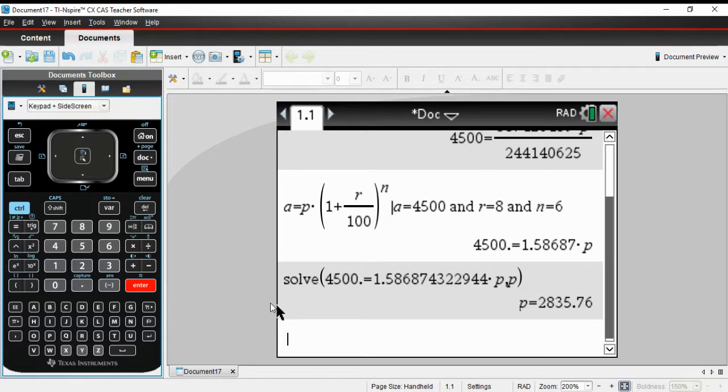I found P to be equal to $2,835.76. So 6 years ago, I invested $2,800. It grew at a rate of 8% over 6 years, and suddenly I've got $4,500. Pretty straightforward.